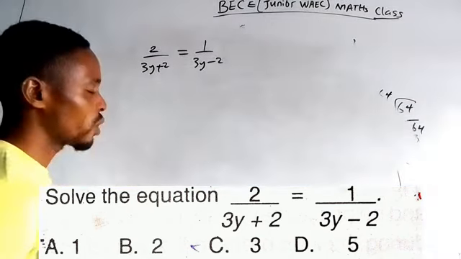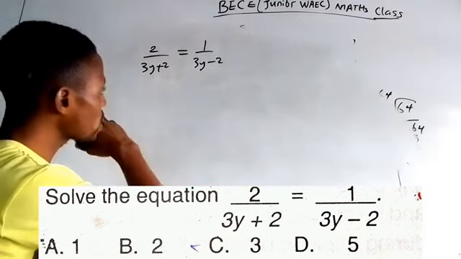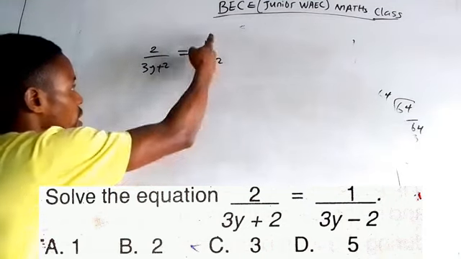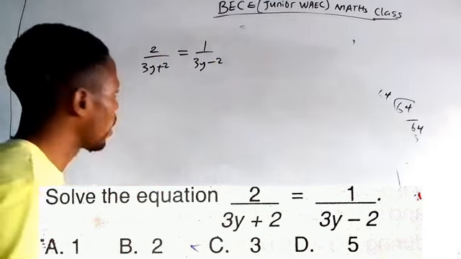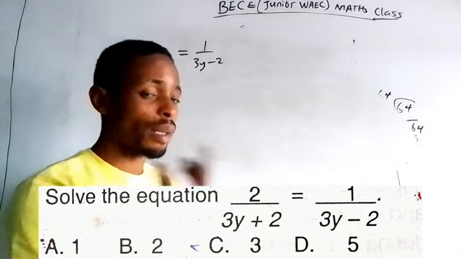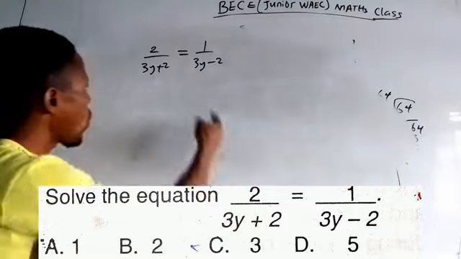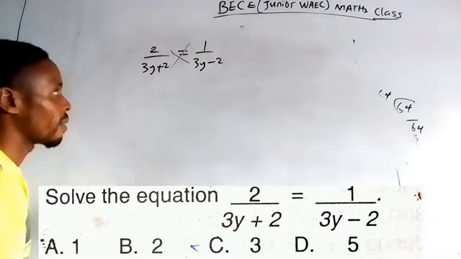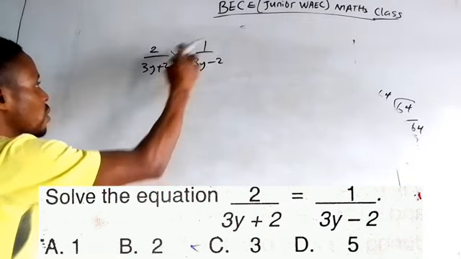So how do you solve an equation like this? The first thing you do, you consider that we have a fraction here, and we also have a fraction here, and they are separated by an equal sign. When you have two fractions separated by an equal sign, what you do is cross multiply. So this one multiplied by this, and this one multiplied by this.